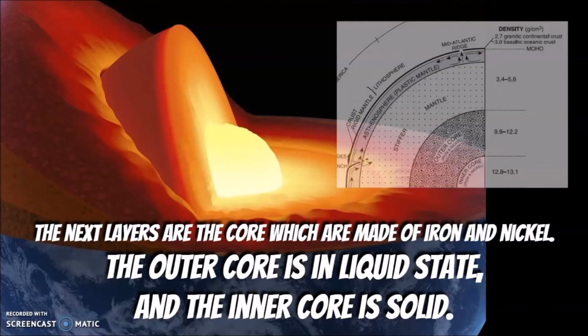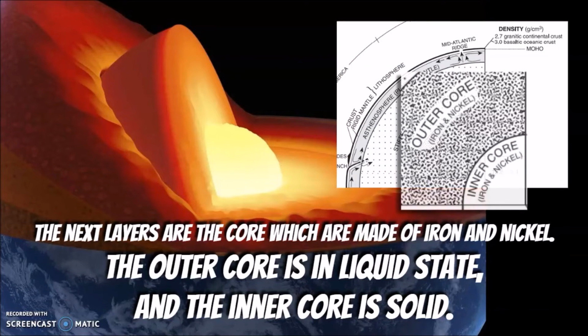The next layers are the core layers, which are made of iron and nickel. The outer core is rock in a liquid state. We know this because S waves cannot pass through it, since they get absorbed by liquid rock. However, the inner core is still solid.